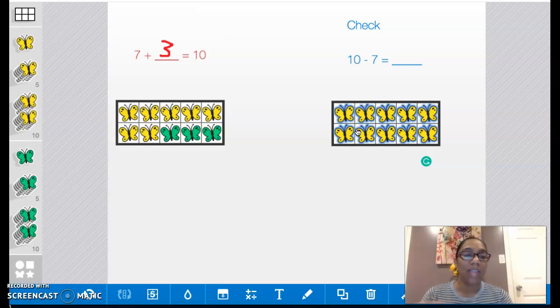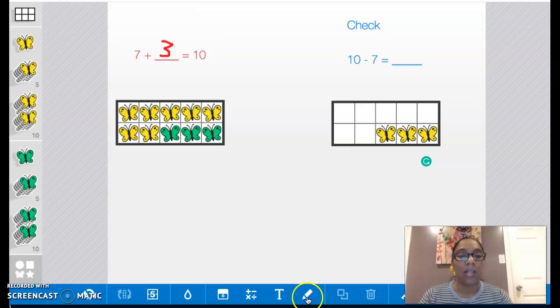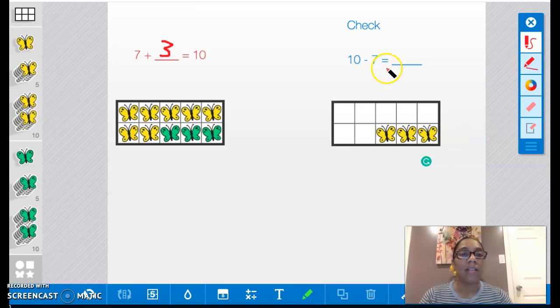And now we're going to take away 7, and we're going to see how much is left. So let's take away 7. 1, 2, 3, 4, 5, 6, 7. So let's count and see how many butterflies are left. 1, 2, 3. So we know that 10 minus 7 equals 3.